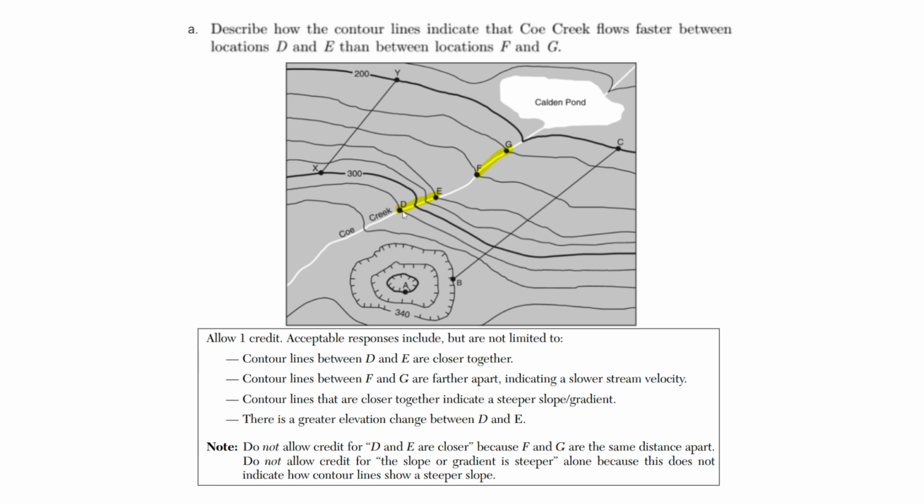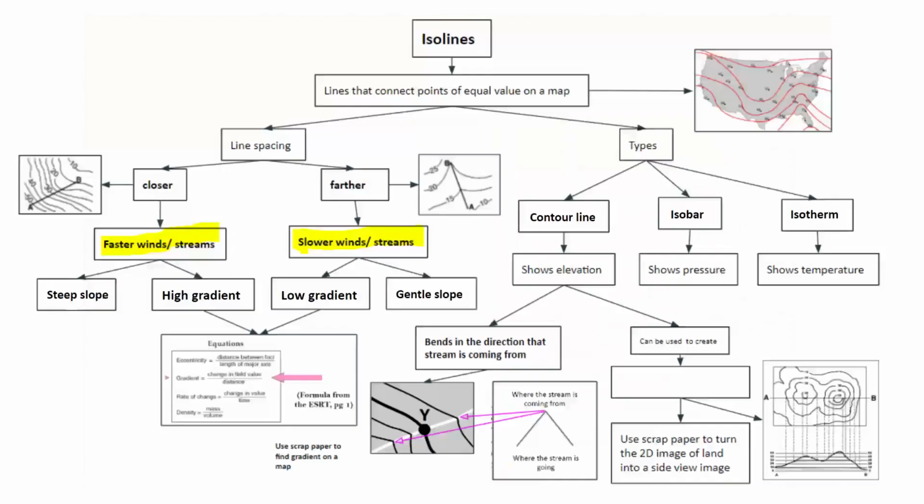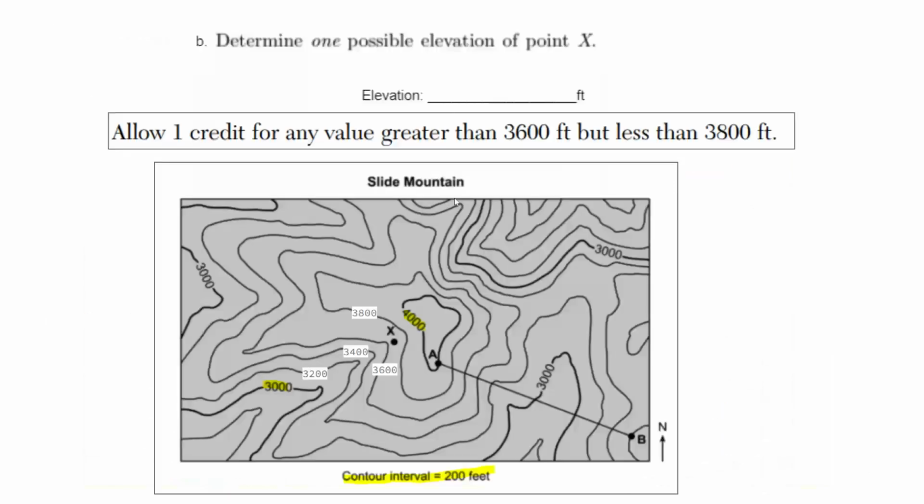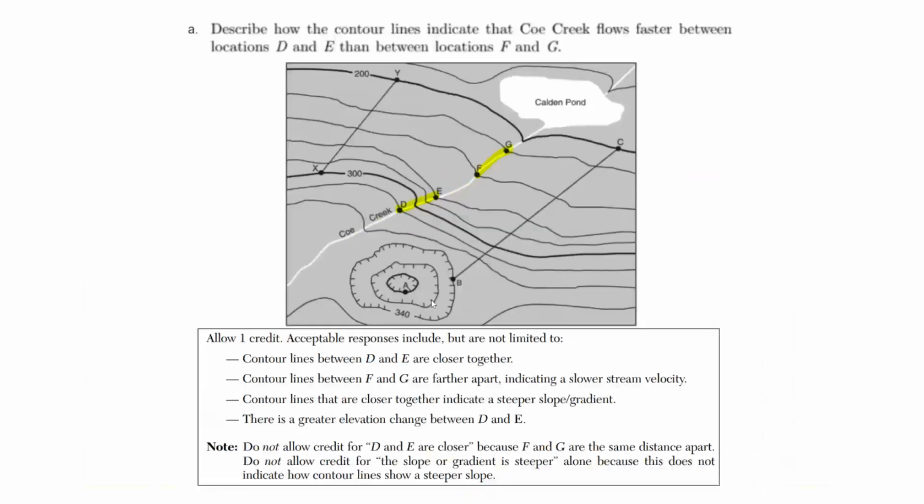You can say contour lines between D and E are closer together. You can say contour lines between F and G are farther apart, indicating a slower stream velocity. Since it's asking how the contour lines are showing which streams are moving faster or slower, remember, I have to go back. Faster streams or winds are represented by closer isolines, and slower winds or streams are represented by farther isolines. You can also say contour lines are closer together, indicating a steeper slope or gradient. You can say there is a greater elevation change between D and E, so you know that the stream flows faster there.